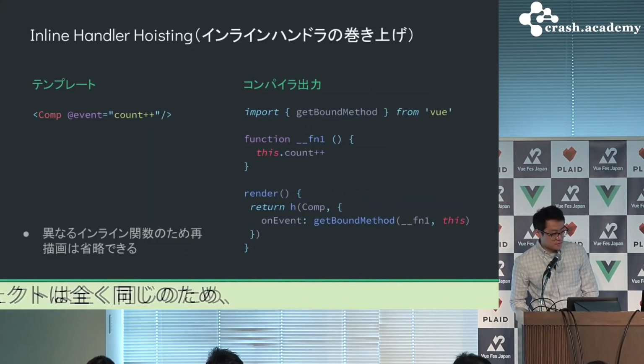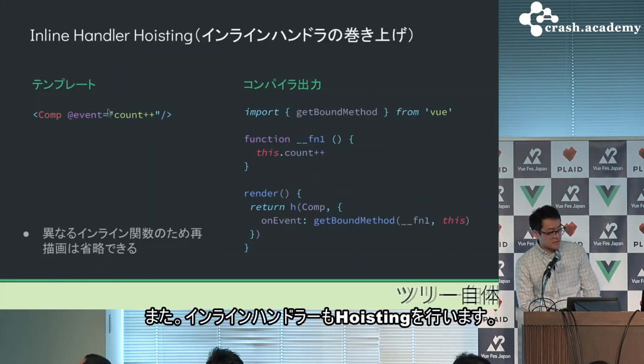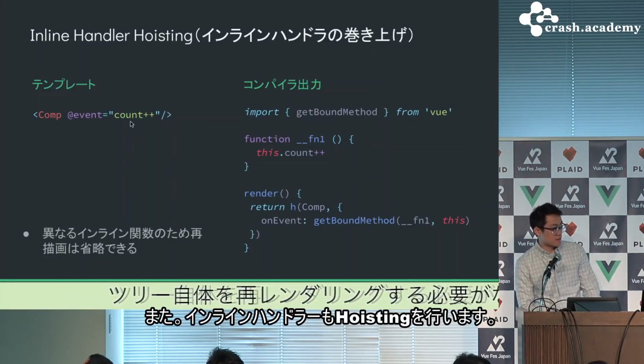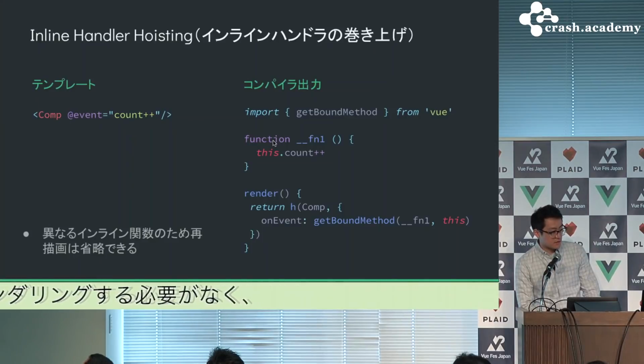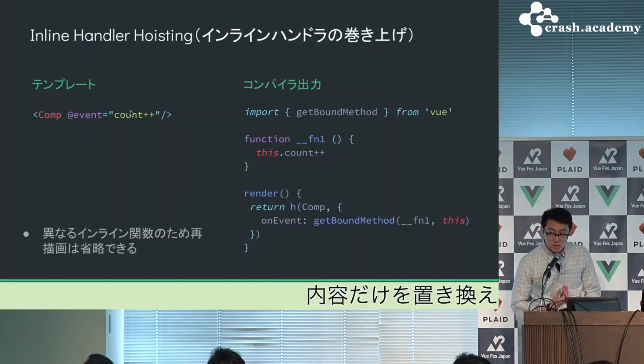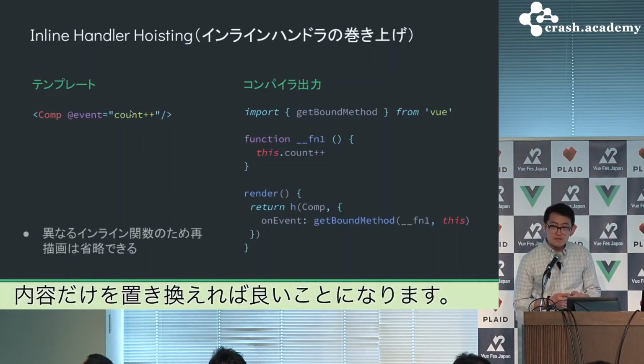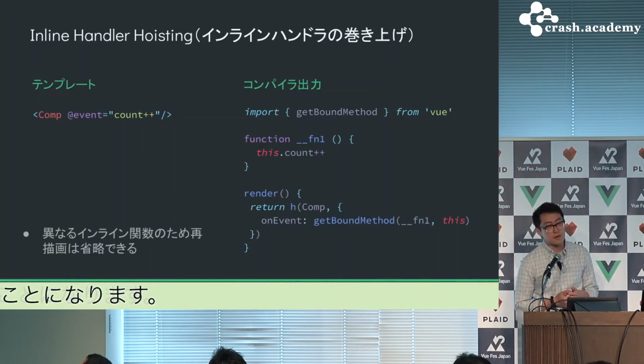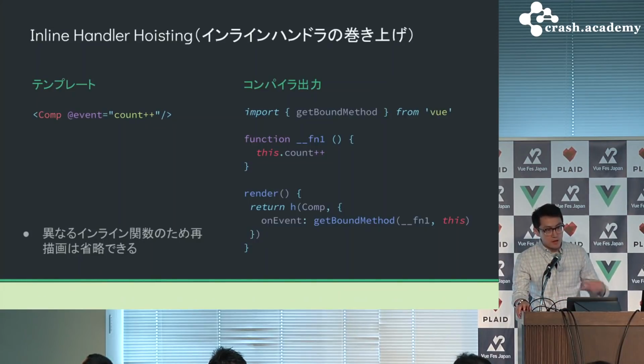And then we have something called inline handler hoisting. When you write a template like this, you're actually creating an inline function inside the generated code. An inline function, when you pass it down to the child as a prop, will cause the child to always update, because on every render you're generating a different function with a different identity.